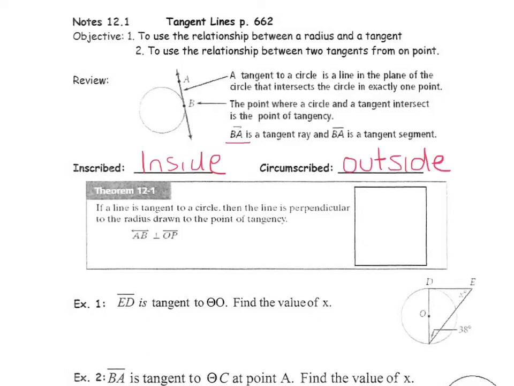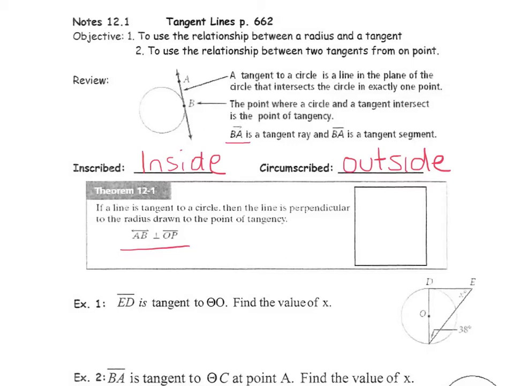I know it looks like I have the writing of a kindergartner. So the first theorem in chapter 12 just talks about what it means to be a tangent line to a circle and basically what you can get from that. The main thing that you want to get from a tangent line is perpendicular. So the radius is perpendicular to a tangent line.